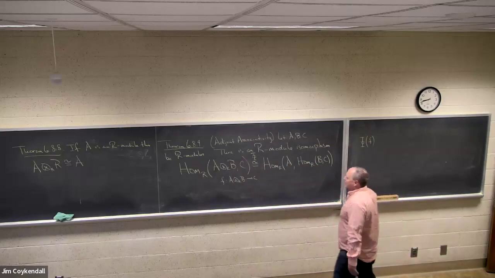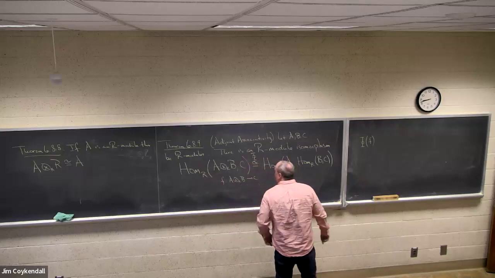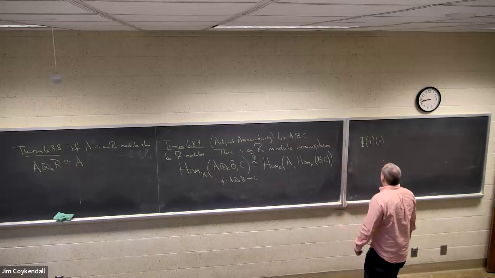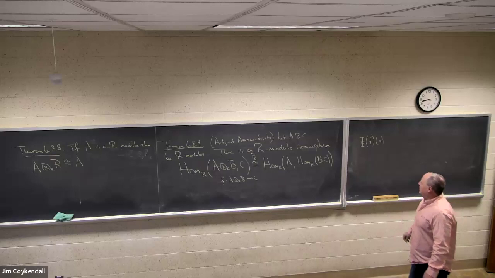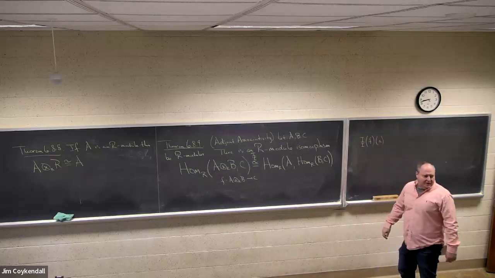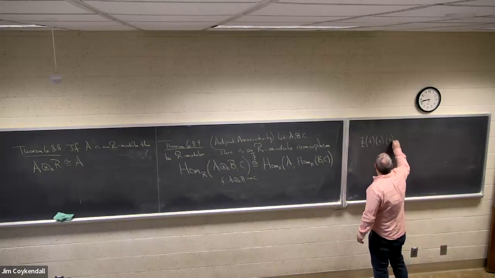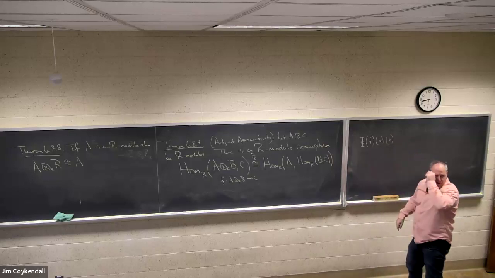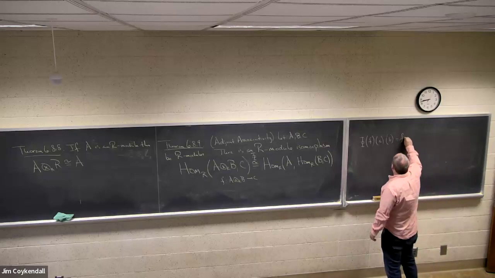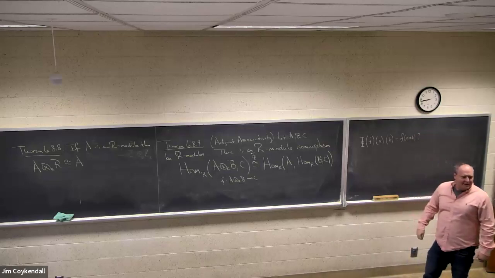So what is phi of F? It should be a homomorphism from A into the homomorphisms from B to C, right? So when I'm plugging an A into this, the result has to be a homomorphism from B to C. So what should this be? How about something like F of A tensor B? Something like that, maybe? That makes sense.